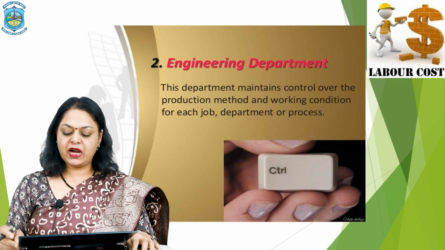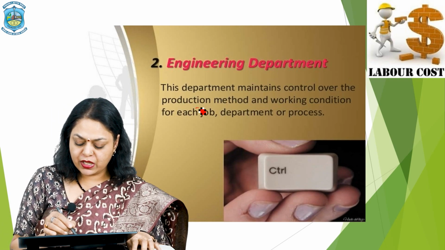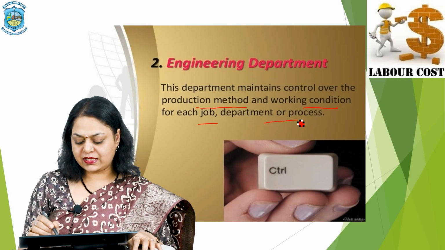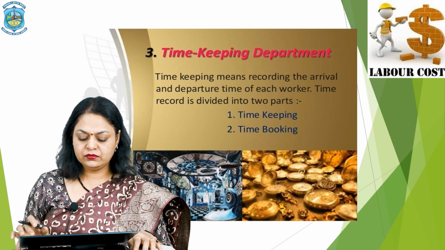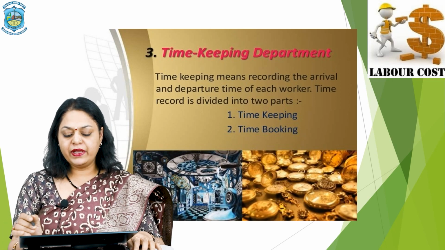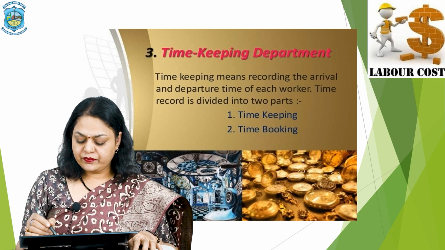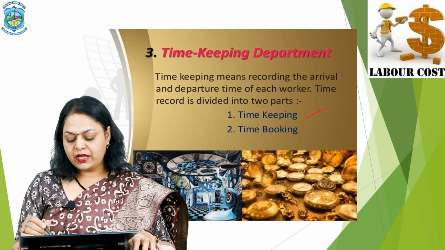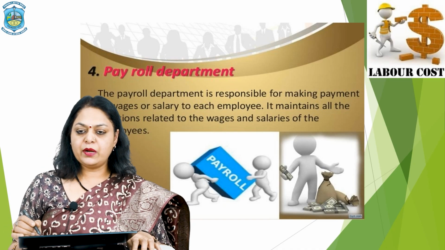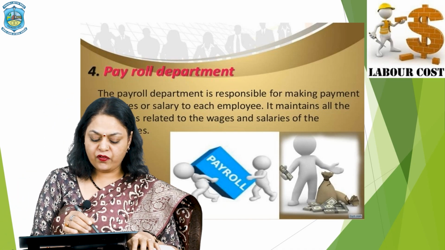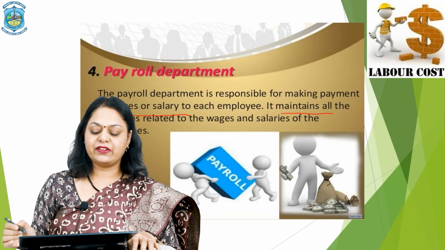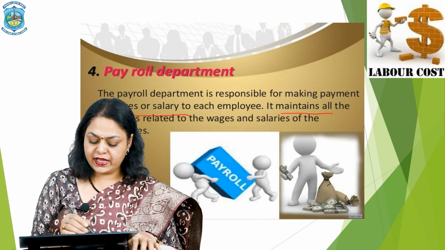Engineering department: this department maintains control over the production method and working condition of each job, department or process. Then the next one is the timekeeping department, which keeps the record of the arrival and departure of the workers. That is, timekeeping is done and time booking is done. Payroll department: the payroll department is responsible for making payment of wages or salary of each employee. It maintains all functions related to the wages and salary of the employees.